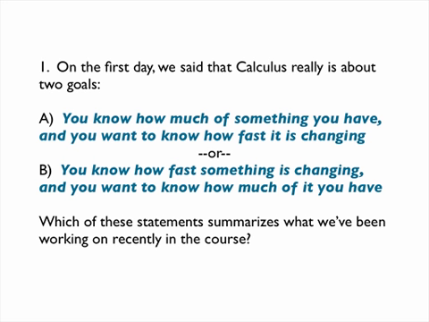So on the first day we said that calculus is really about 2 goals. You know how much of something you have, and you want to know how fast it's changing. Or you know how fast something is changing, and you want to know how much of it you have. The first question is, which of these statements summarizes what we've been working on recently in the course? A or B?